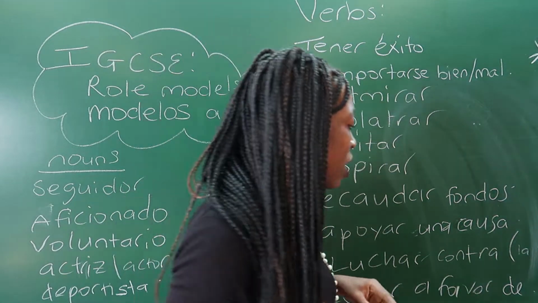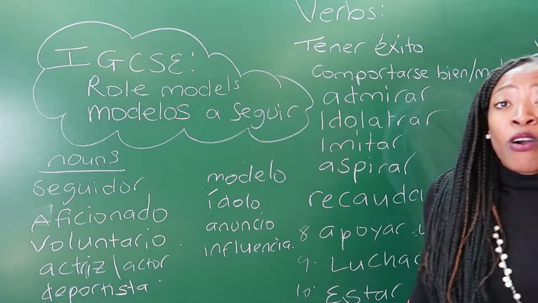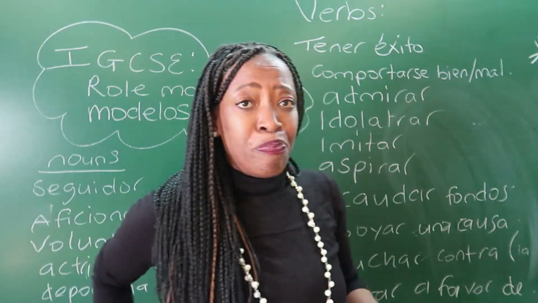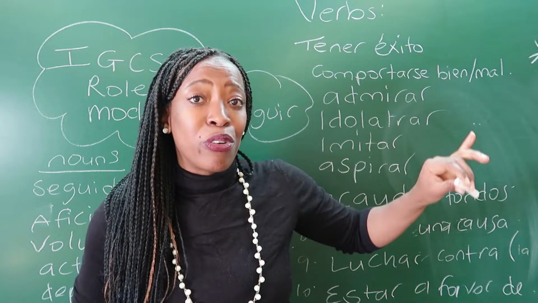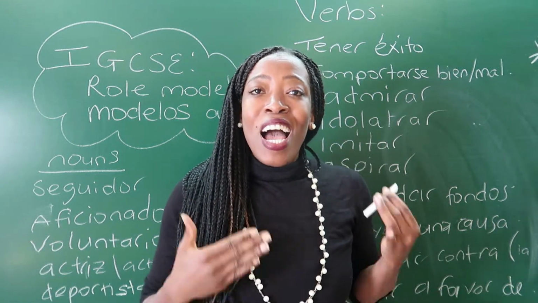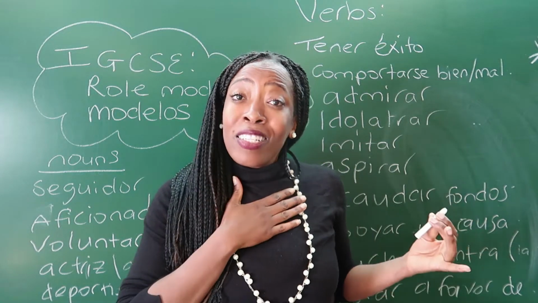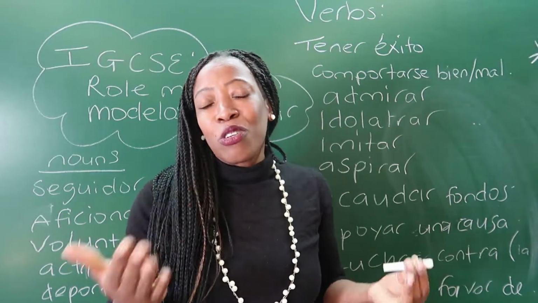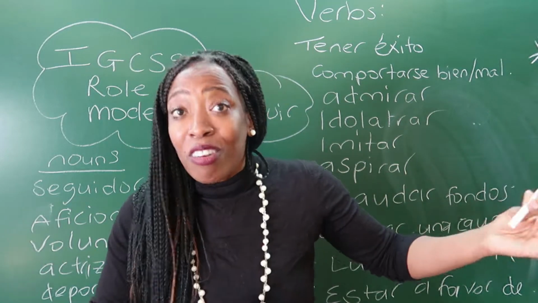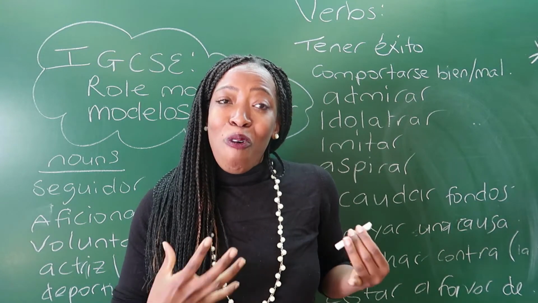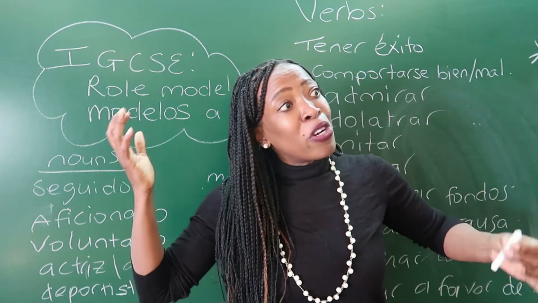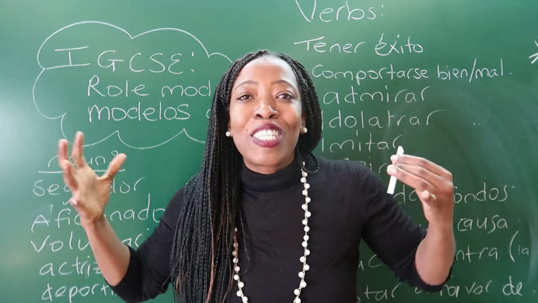Now let me grab a chalk. I'm always forgetting where I put stuff. Okay, so the first verb we have, which is very important, is tener éxito. Even before I dive into it, we should know we all have role models. Now personally, my role model is not a famous person. My role model is my grandmother. She was, but she represents for me what a role model should be. So you might be thinking, well, my role model isn't a famous person, and that is okay.